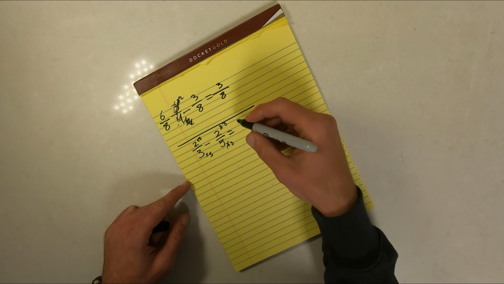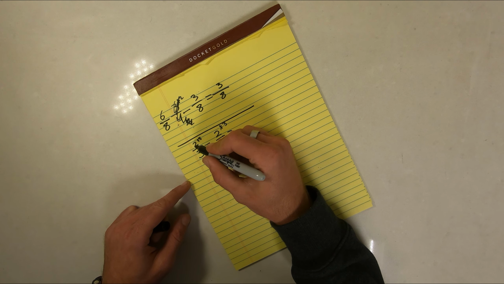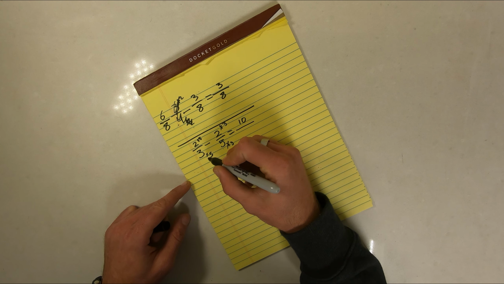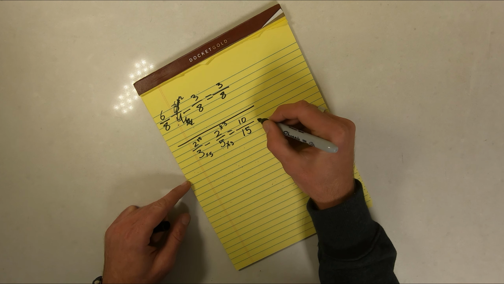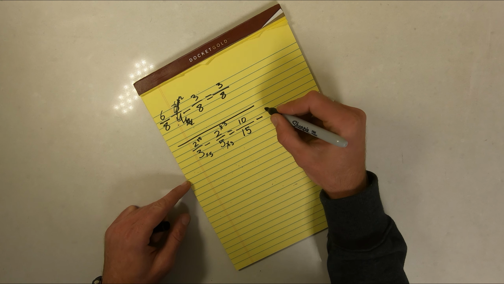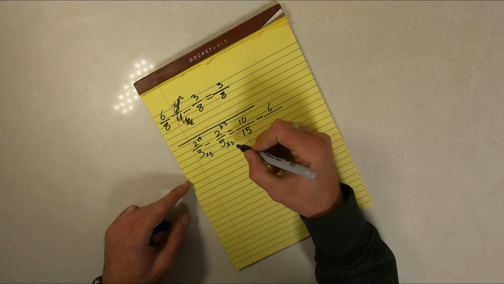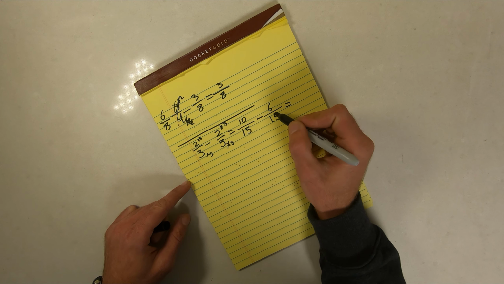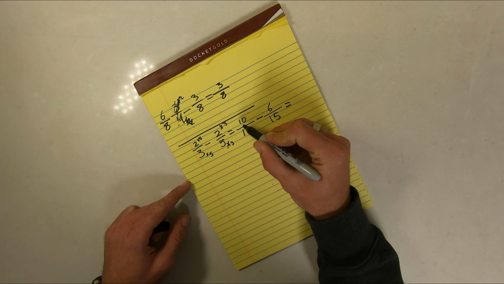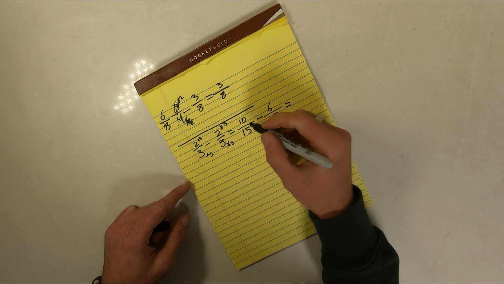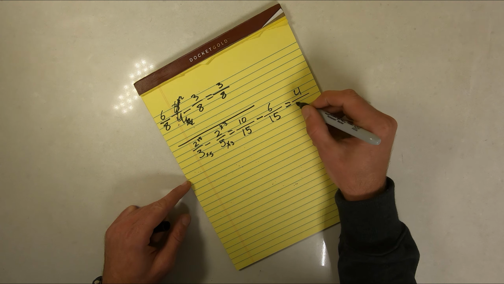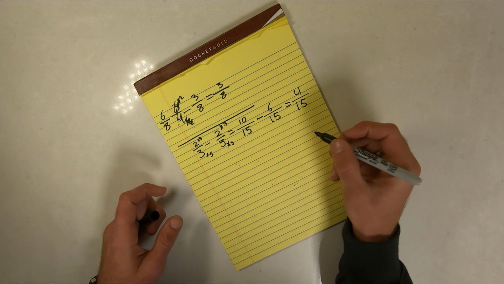So this will give us 5 times 2 gives us 10, and 3 times 5 gives us 15, minus 2 times 3 is 6, and 5 times 3 is 15. Now we can subtract. So 10 minus 6 is 4, and 15 stays the same. That's how many pieces we have.